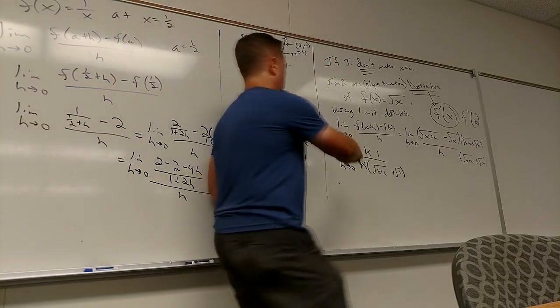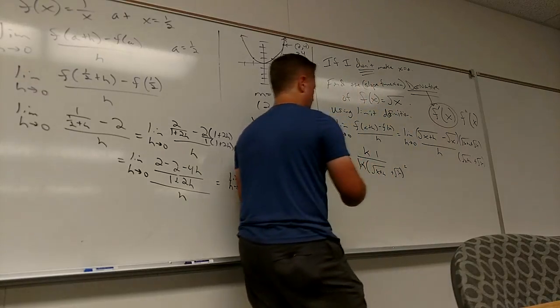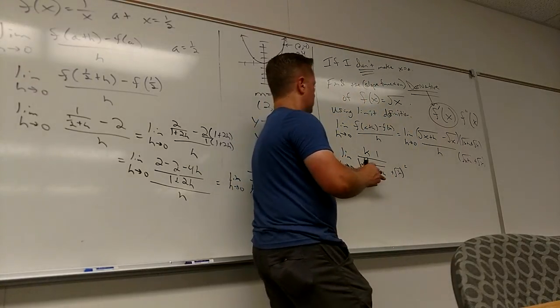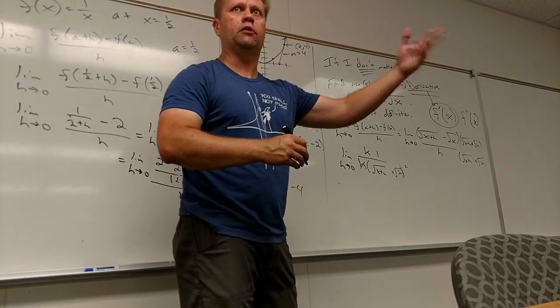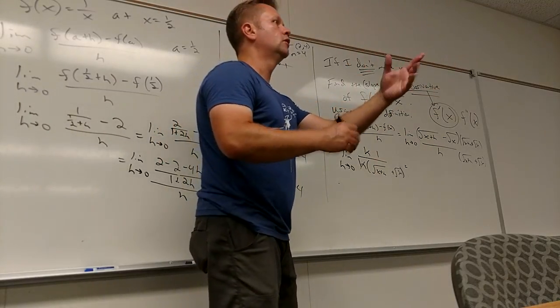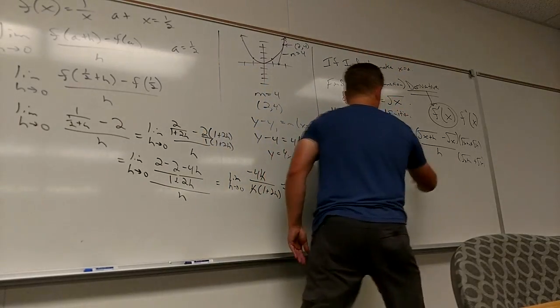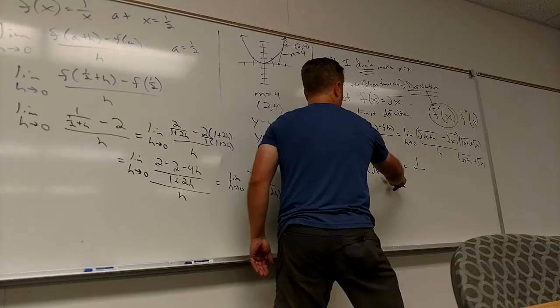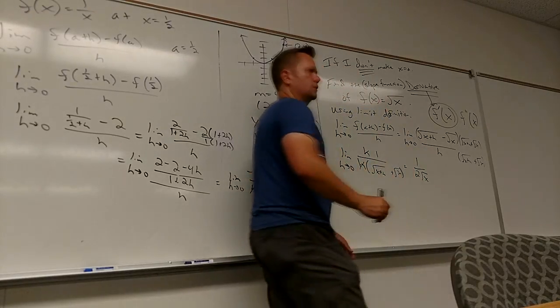Now I do it. And when I plug 0 in, what do I get? When I plug a 0 in for h, because I can do that now. It's not indeterminate anymore. I can determine the answer. What do you get? 1 over square root of x plus square root of x, so 2 square root of x.